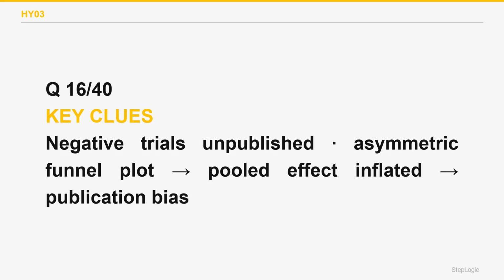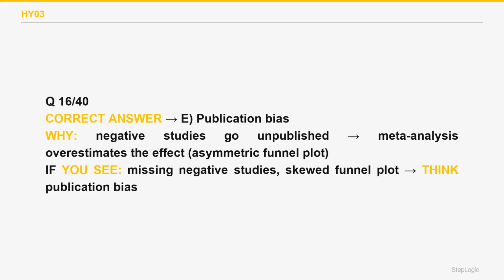Publication bias occurs because studies with positive, significant results are more likely to be published than negative or null ones. A meta-analysis that can only find the published, mostly positive studies then overstates the true effect. An asymmetric funnel plot, with small negative studies missing from one corner, is the classic clue. The correct answer is E.